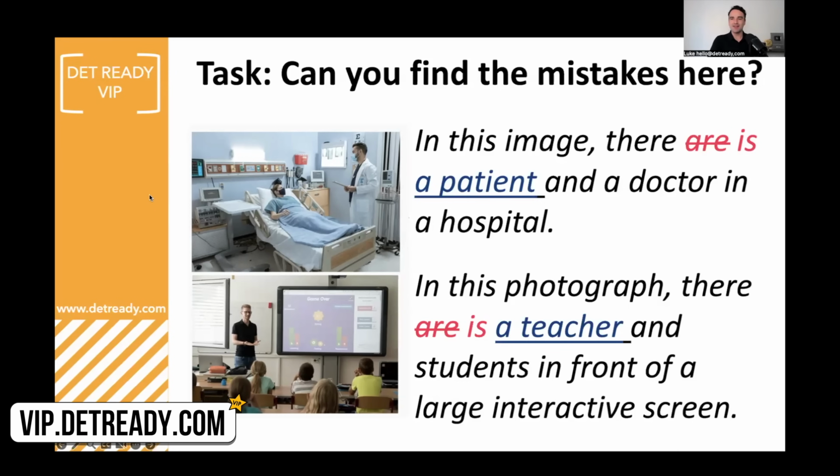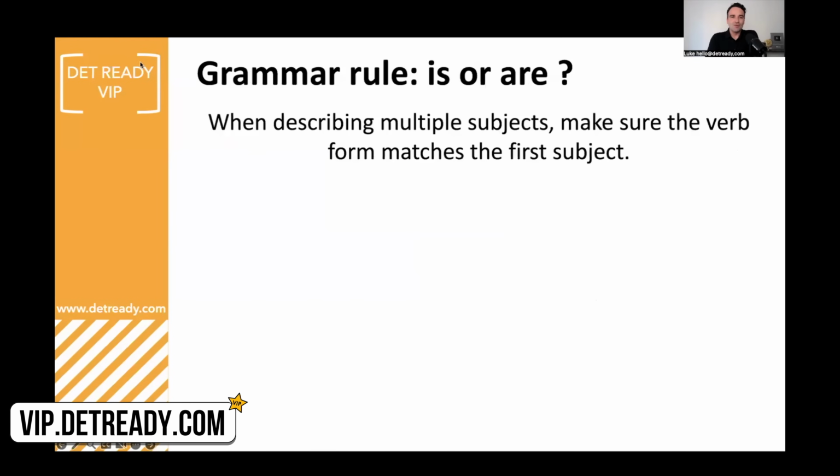Now, who knows why? Do you want to write the answer in the chat? Why do you think this is? So Ruth says there's 2 subjects. That's correct. So if there are 2 subjects, we normally will use the plural verb are. So why in this type of sentence do we use is? Fisher says because we're talking about a specific person. Almost. I think you got the right idea.